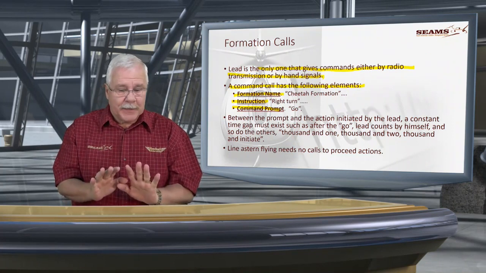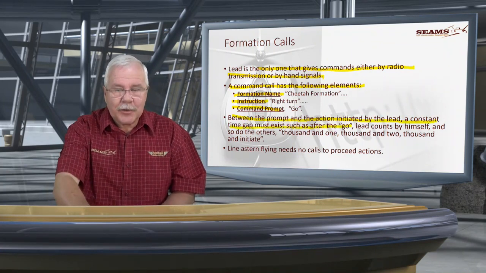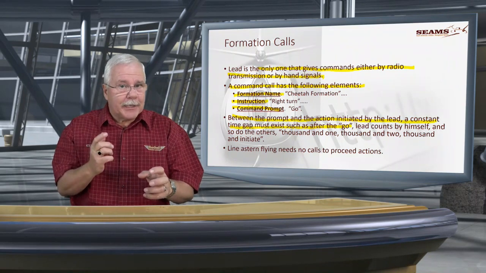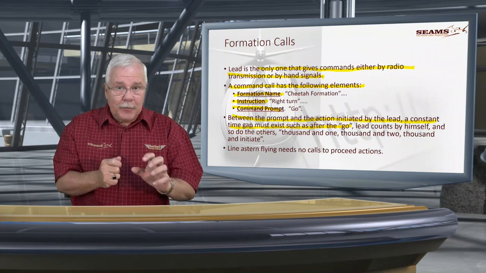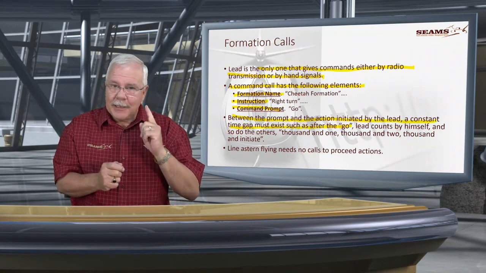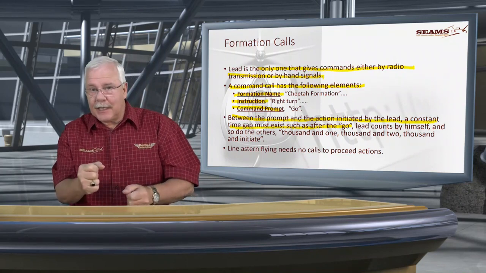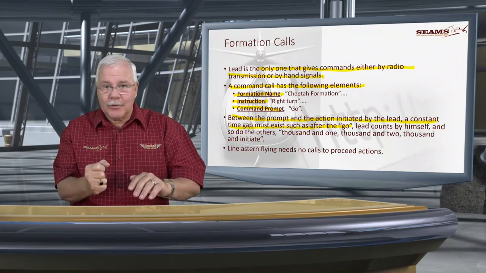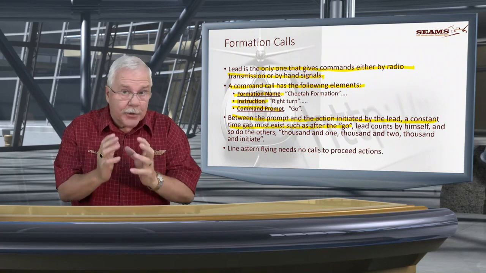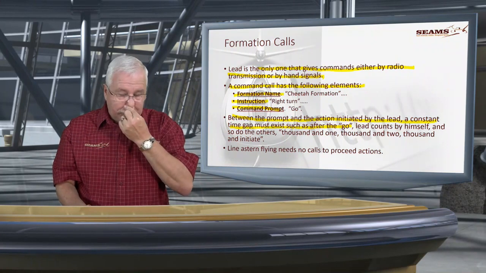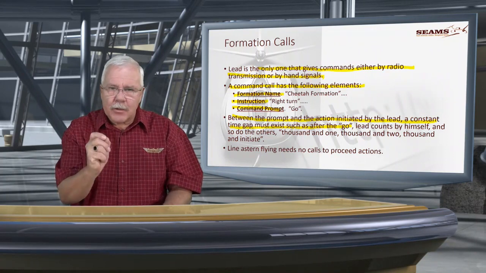Let me just stick here for a second. I said there must be a pause between the command and the action initiated by the lead, because people might need to hear and comprehend, and then they go. So you will say, for instance, Cheetah formation, right turn, go. And then in the mind, you count 2, 3, and you go on. 2, 3, and enter. Roll out, go. 2, 3, and now we start rolling out. In other words, between the go and the initiation of that specific exercise, there must be a little bit of a gap. But that's a constant gap.